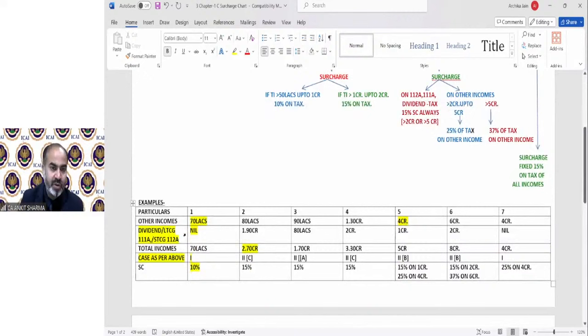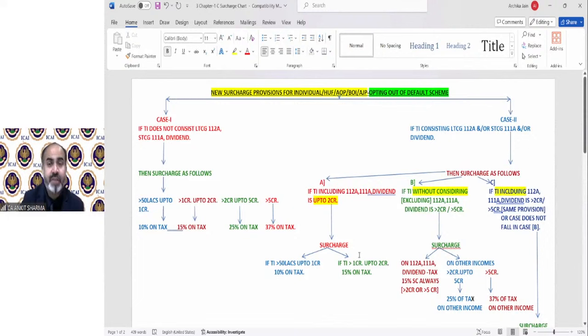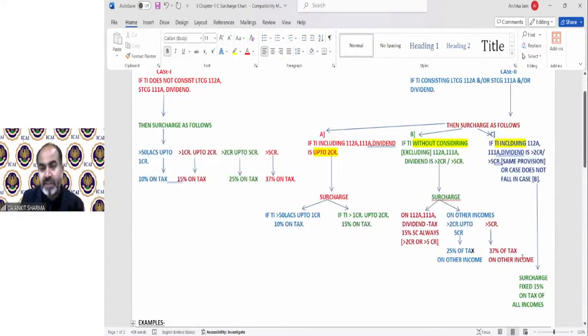There are some examples. There are 7 examples I have framed for you. You can see in which situation which rate of surcharge will be applicable. That is if you are not opting for Section 115BAC. If you are opting for Section 115BAC, then this 37% part will be gone.